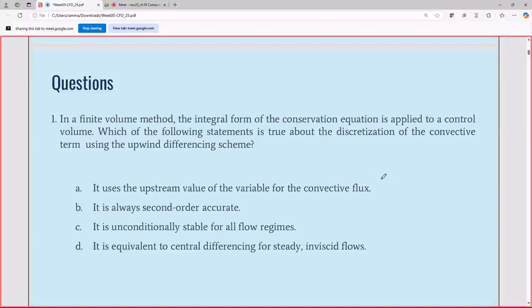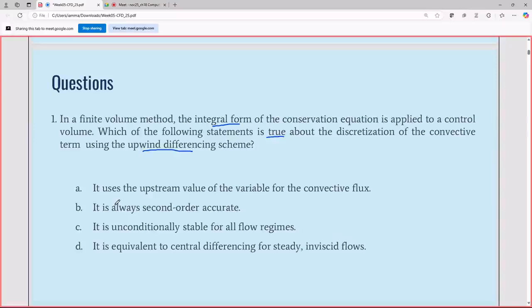First question: in a finite volume method, the integral form of the conservation equation is applied to a control volume. This is a basic statement, and based on that, the question is, which of the following statements is true about the discretization of the convective term using the upwind differencing scheme? From the options, you have to find the one statement which is true for the upwind differencing scheme.